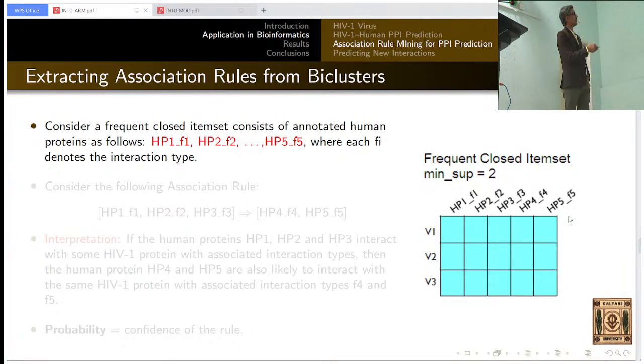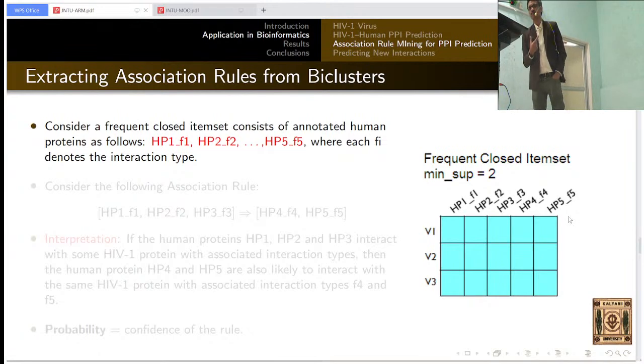Now how is this rule actually interpreted? It says that if the human proteins HP1, HP2 and HP3 interact with some HIV1 protein associated with the corresponding interaction types, then HP4 and HP5 are also likely to interact with those HIV proteins with the corresponding interaction types. So this is the way we interpret the extracted rules.